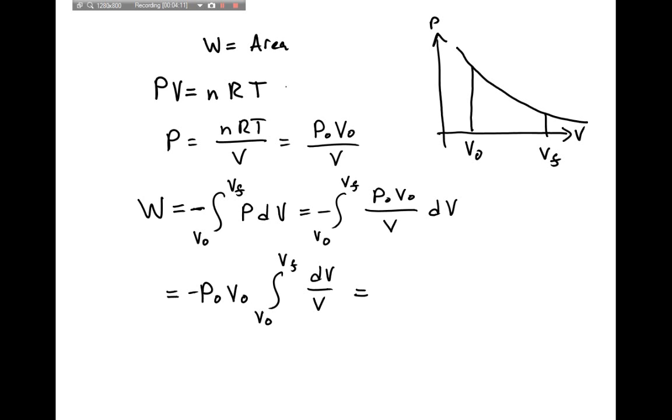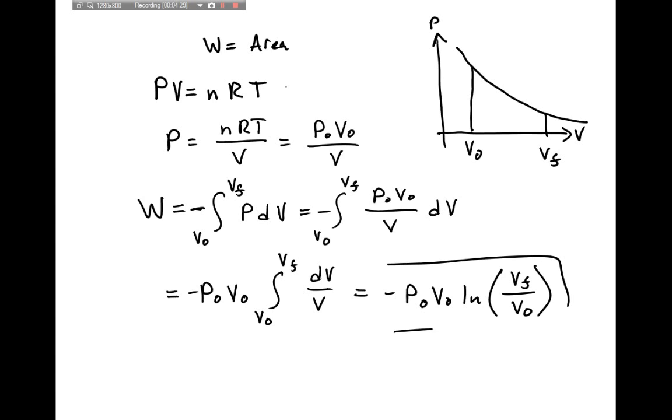And this integral is equal to the natural log of V. So we'll have the natural log of the final volume minus the natural log of the initial volume, or it's minus P naught V naught times the natural log of the final volume divided by the initial volume. So this is how we calculate the work that is done during an isothermal process. It's just given by this integral, and we can do this integral for an ideal gas because we know how the pressure and volume will be related when the temperature is held constant for an ideal gas.